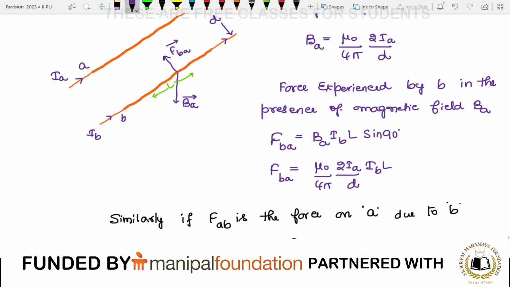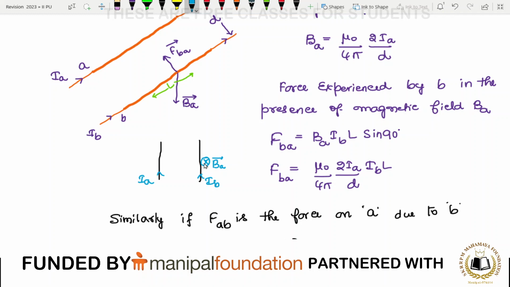I'll draw the same diagram here for reference, just to understand the concept. This one carries current IA, the second one carries current IB. Because of this current, there is a magnetic field on conductor B. For that, we should apply the right hand clasp rule. That magnetic field will go into the screen. In means a cross mark, that is, into the screen. That is magnetic field B.